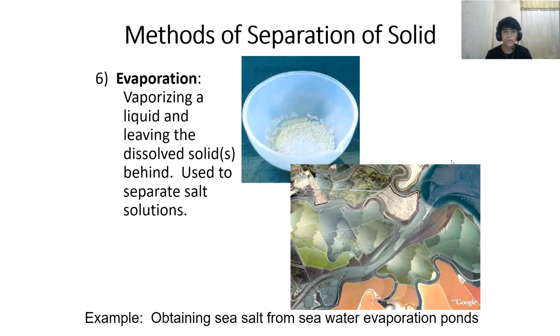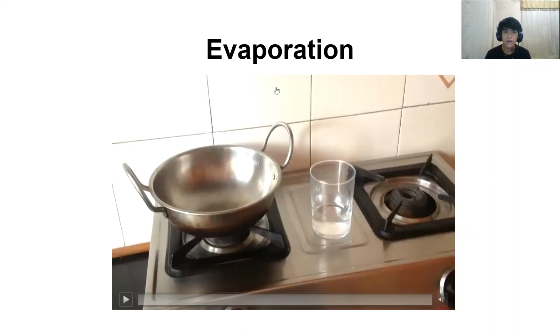So for the continuation of methods of separation of solids, number 6 is evaporation. Vaporizing the liquid and leaving the dissolved solid behind is used to separate a solid solution. For example, obtaining sea salt from seawater in evaporation ponds. To see how evaporation works, here is the video of the solid separation.